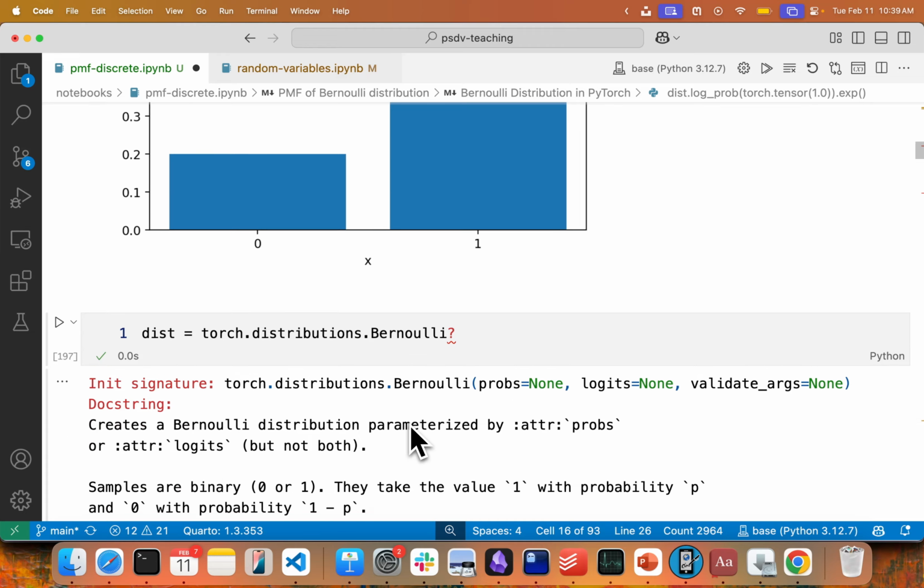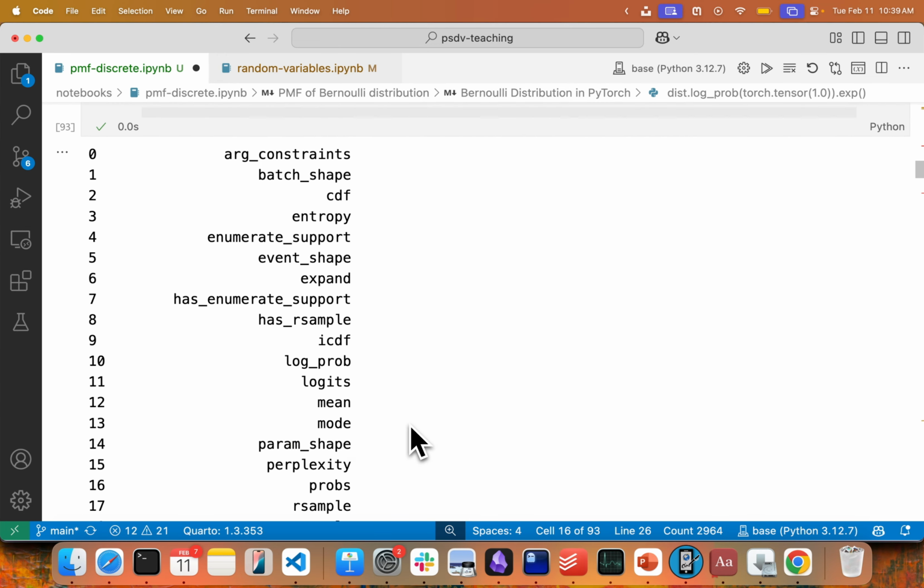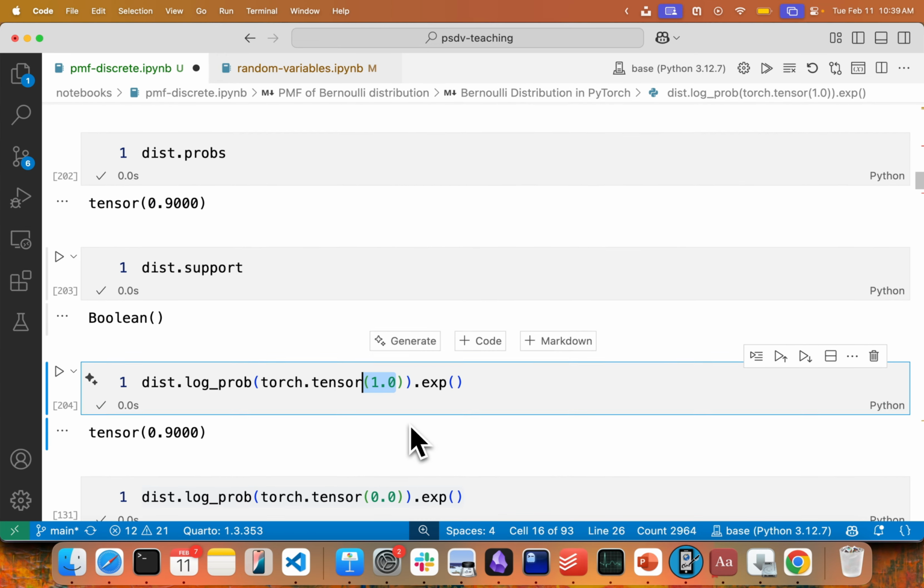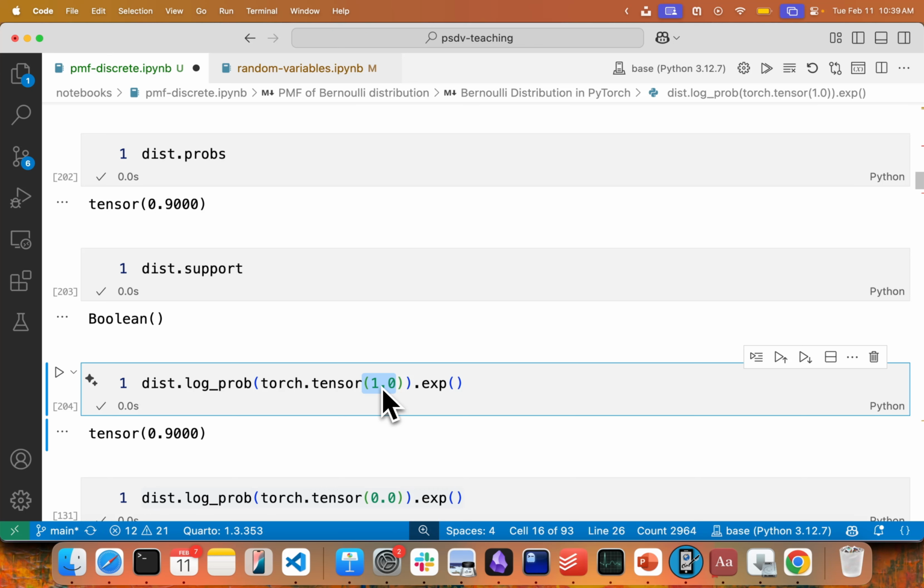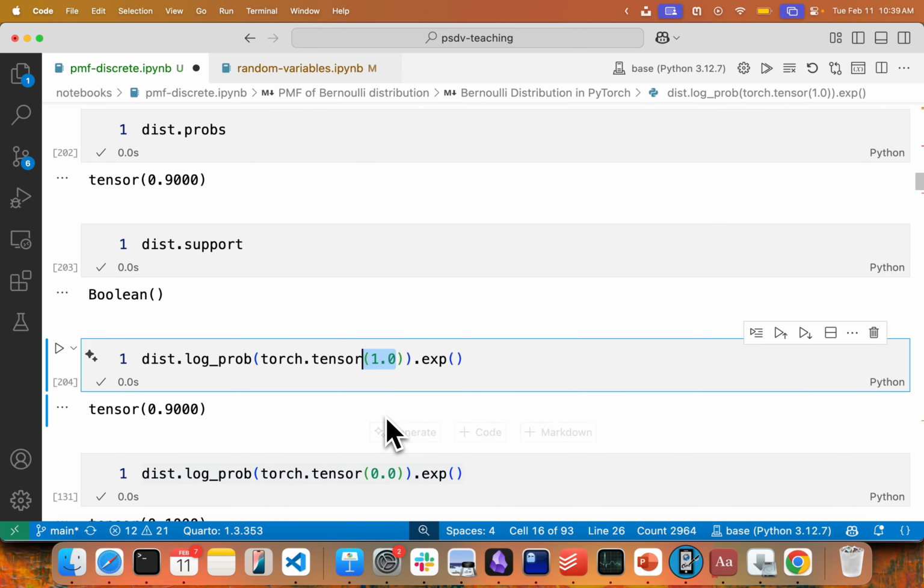But importantly, we can now see the probability of getting a 1 given this random variable specified by this Bernoulli random variable. So it's 0.9. Similarly, if I give distribution.log_prob of torch.tensor 0 and take the exponentiation, what do you expect to get? 0.1. Okay, what do you expect to get with the value 1.5?